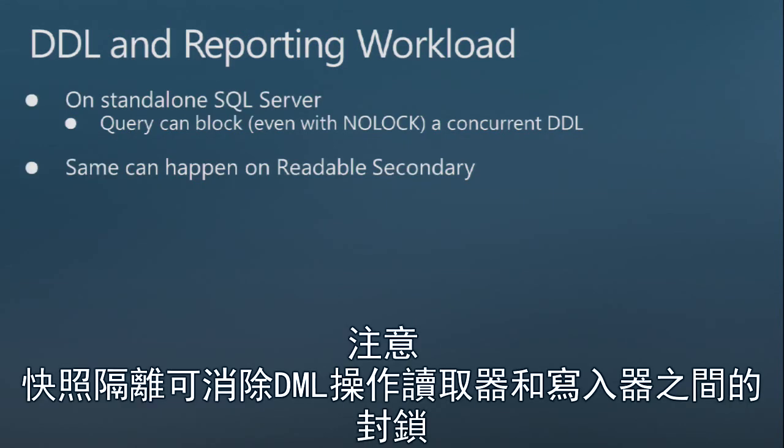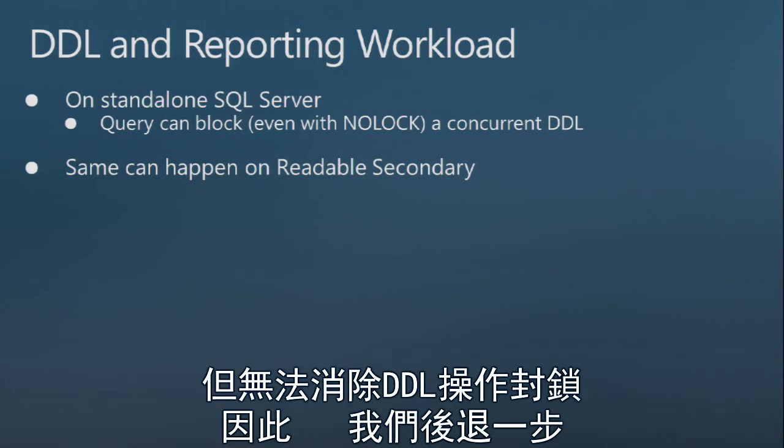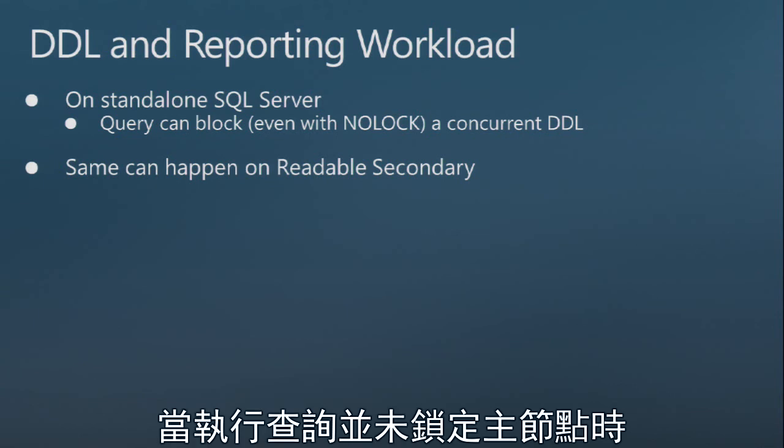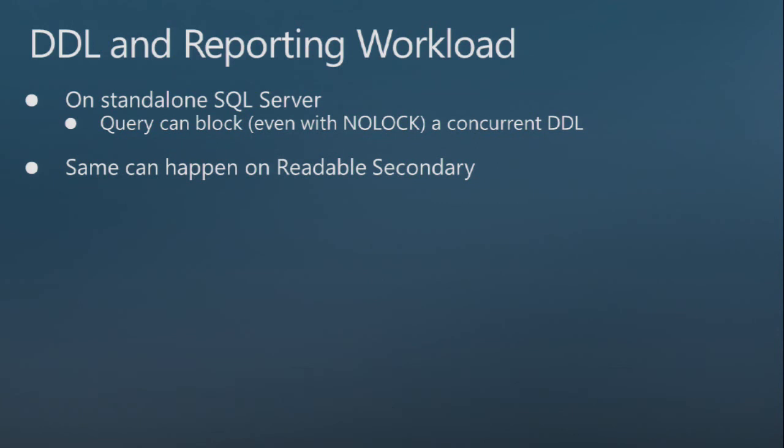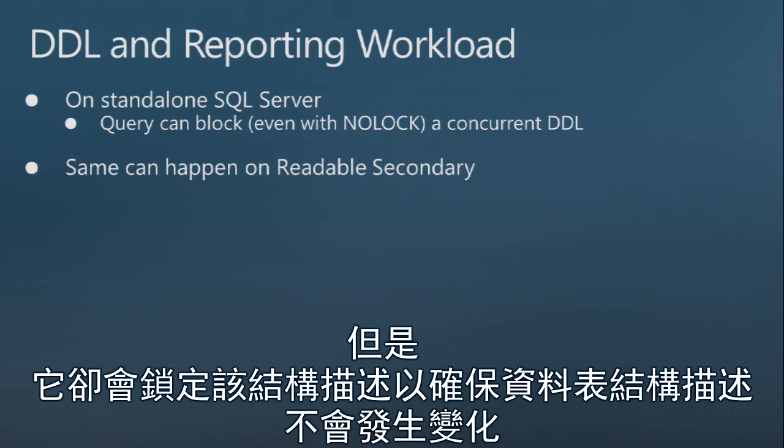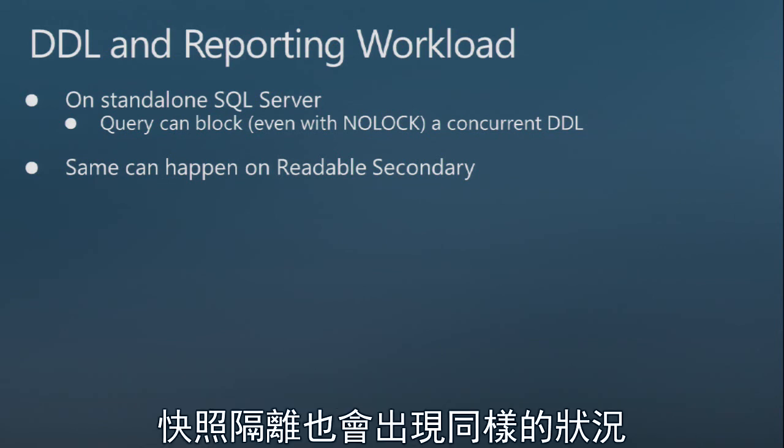Notice that snapshot isolation removes the blocking between readers and writers for DML operations. However, it does not remove the blocking which you will incur with the DDL operations. So when you run a query, let me step back. When you run a query, say under NOLOCK on, say, a primary node, when you say NOLOCK, it's just saying do not take any locks on the data rows. However, it does take a lock on the schema to make sure the schema of the table is not changing. Same thing happens under snapshot isolation.